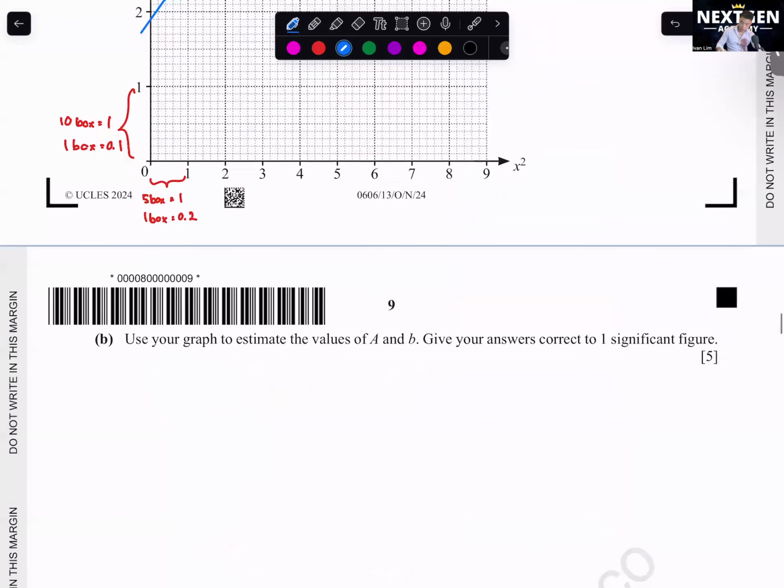We go back to the equation first. y equals AB to the power of x squared. Okay, I want you all to change into the format where your y is ln y and your x is x squared. Okay, how do we do that? We will take ln of both sides first. So ln y equals ln AB to the power x squared.